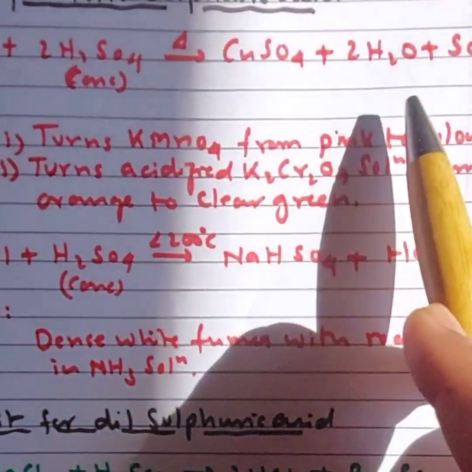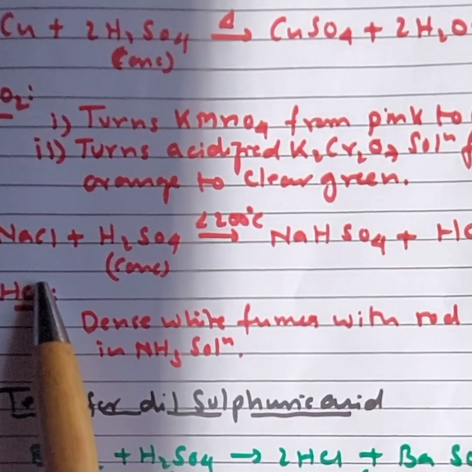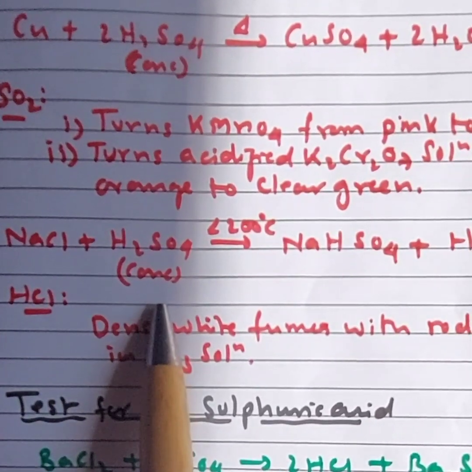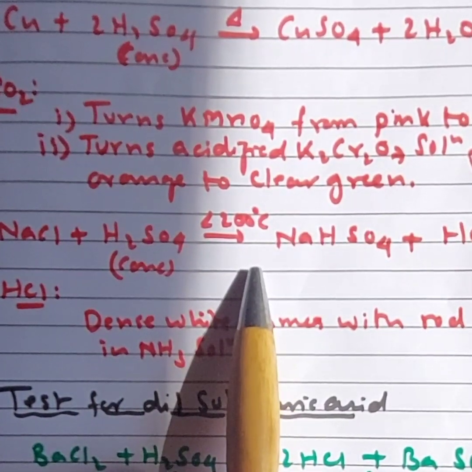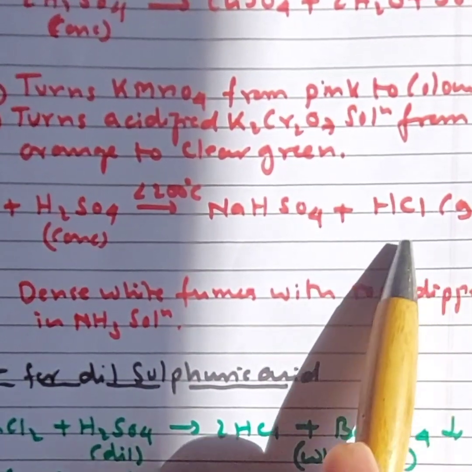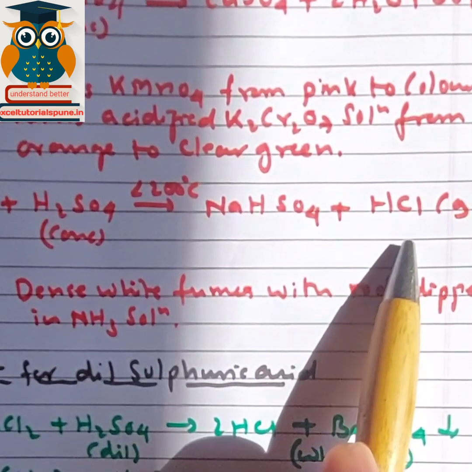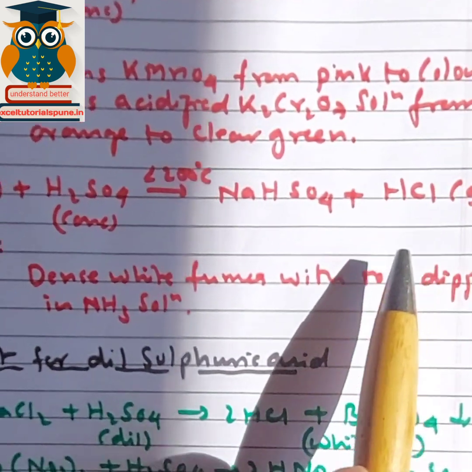Remember this. Okay, another test, which you already studied in the manufacture of HCl. Sodium chloride with concentrated sulfuric acid, temperature less than 200 degrees Celsius, gives you sodium bisulfate with hydrochloric acid gas. And how do you identify hydrochloric acid? A glass rod dipped in ammonia, when brought next to the fumes of HCl, forms dense white fumes.